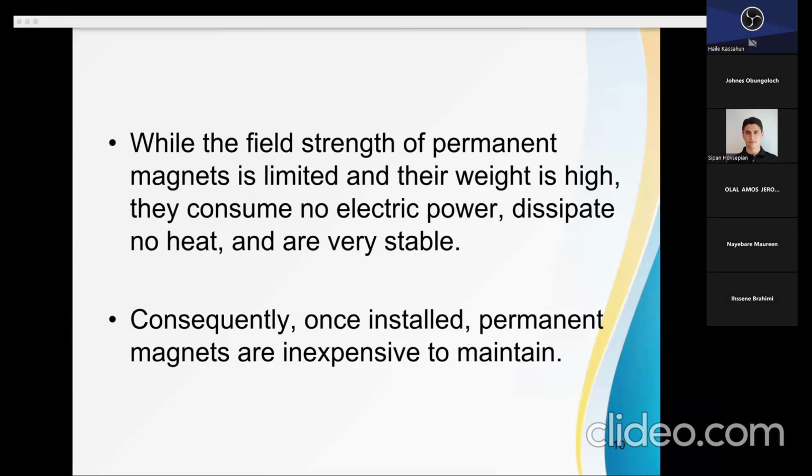So while the field strength of permanent magnets is limited and their weight is high, they consume relatively no electrical power, I would say, and they dissipate no heat, and they are very stable in terms of temporal variation of magnetic field over time. So long as you maintain the temperatures, you keep the same magnetic field over a long period of time.